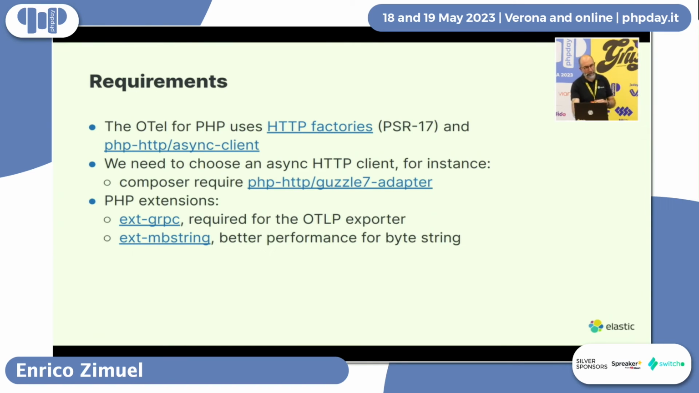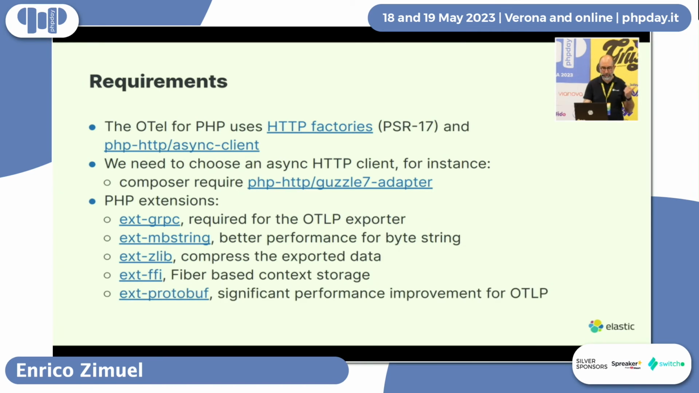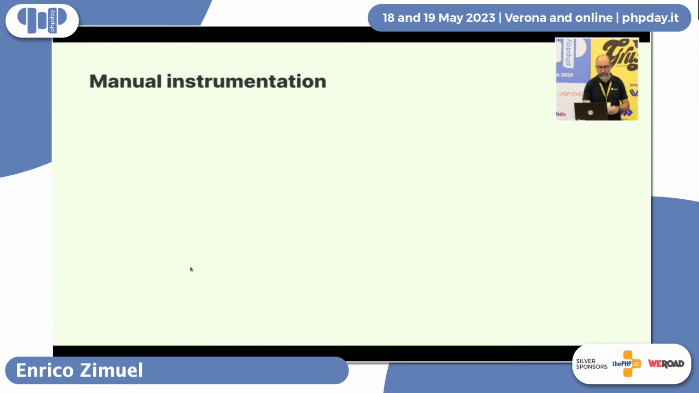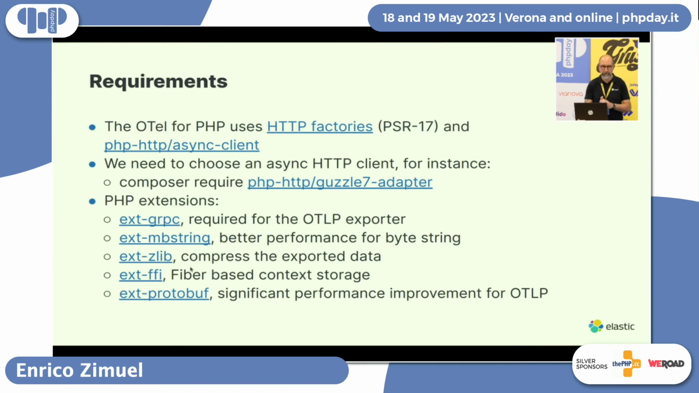From an environmental point of view of PHP, you need to install some extensions here because you need gRPC, you need zlib, you need protobuf. So long story short, you have to install these extensions if you want to be ready for all the possibilities, supporting gRPC, HTTP, and so on. We even use some fiber-based context storage, so you need the FFI extension.